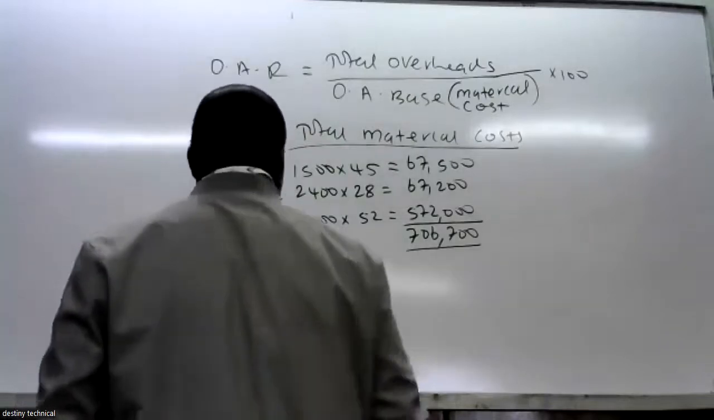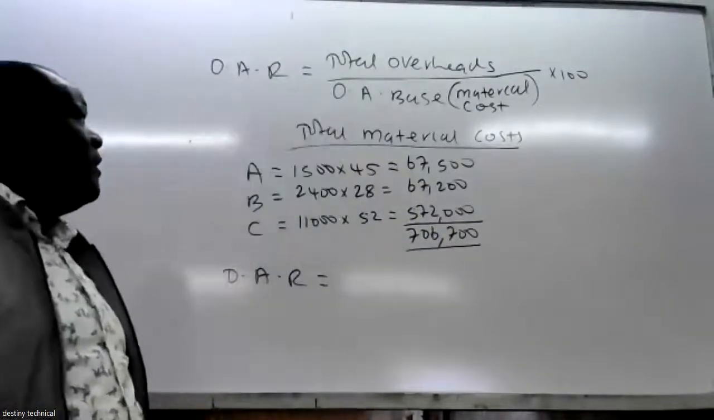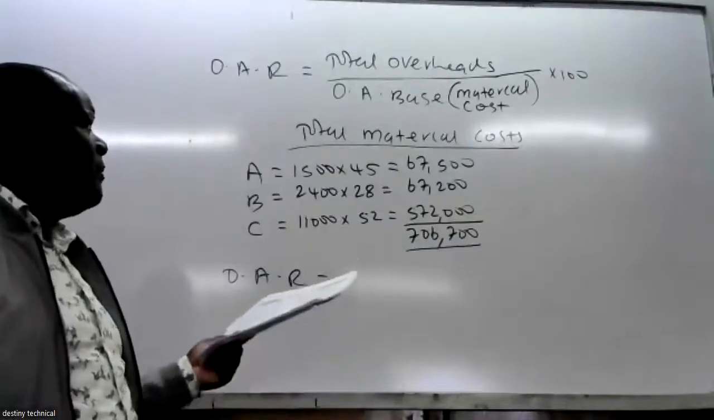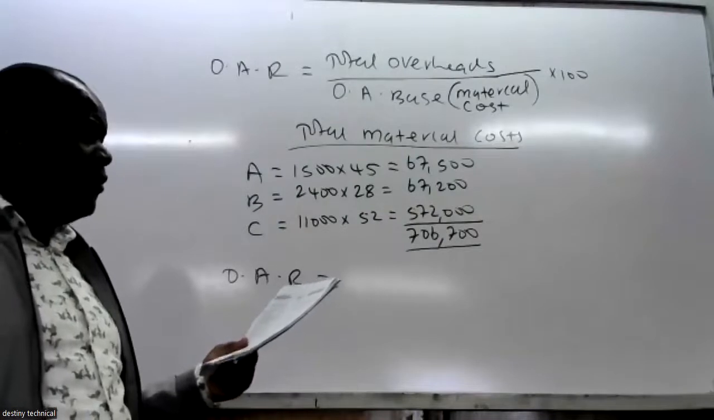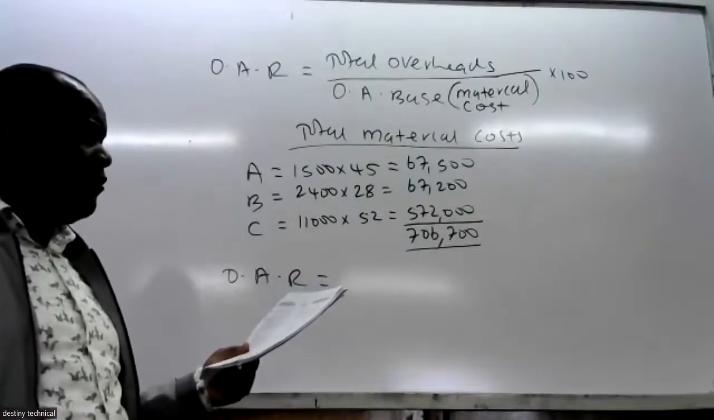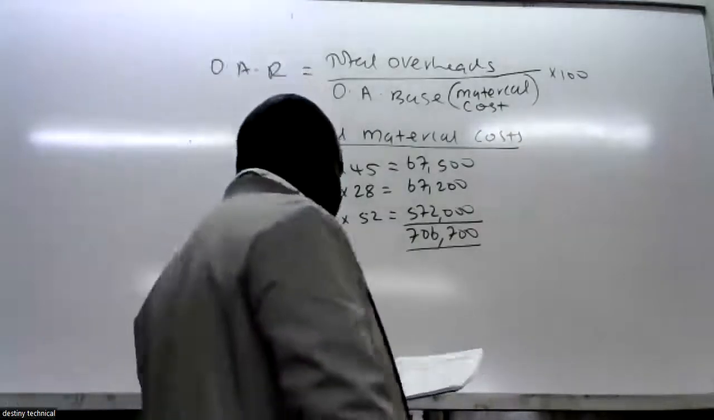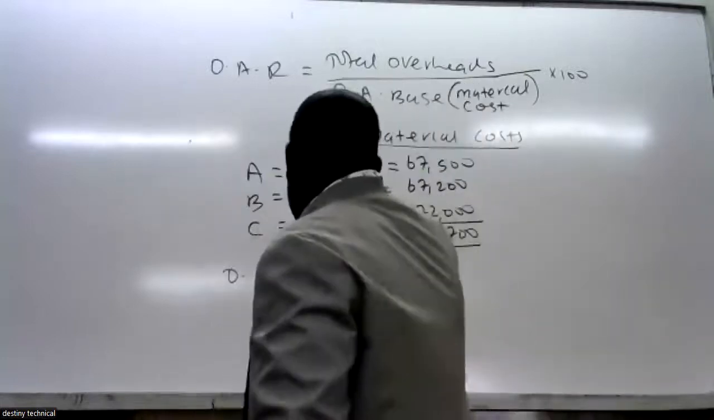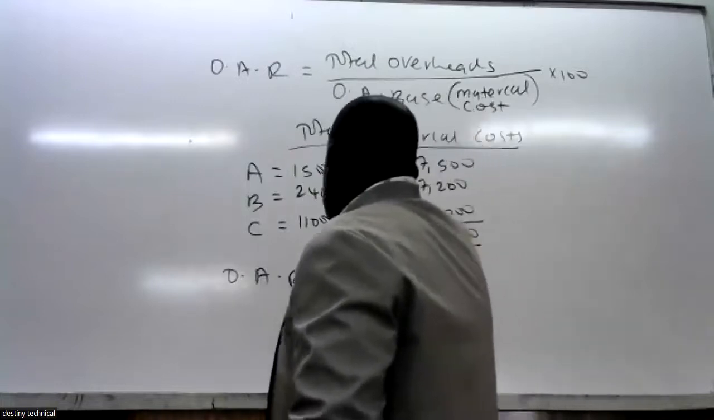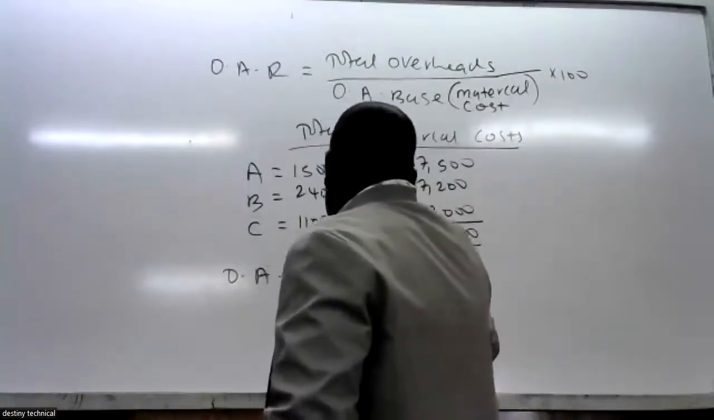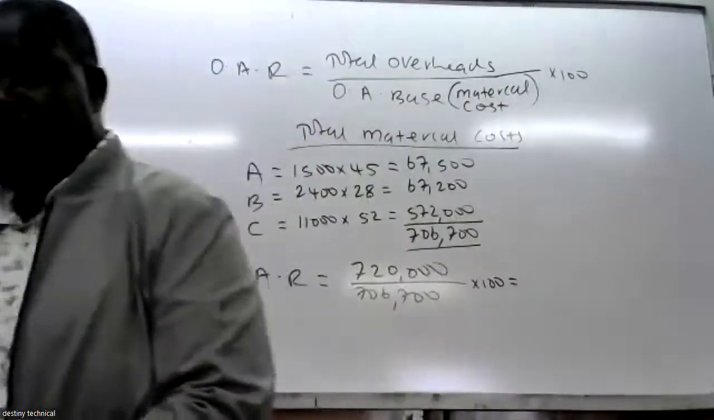So overhead absorption rate, I've given the formula as total overheads divided by the overhead absorption base, and material cost is the base. So when you check over in the first paragraph, total overheads amounting to 720,000 were charged to the production. So total overheads in the first paragraph is going to be 720,000. Divide by 706,700. Then express that figure as a percentage.